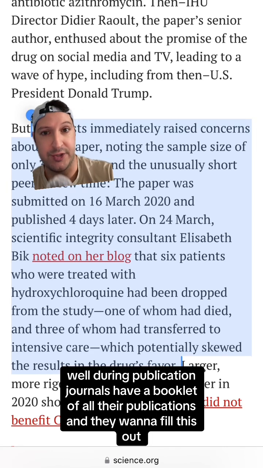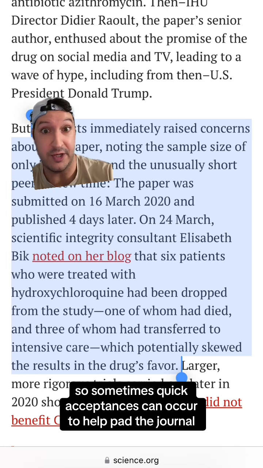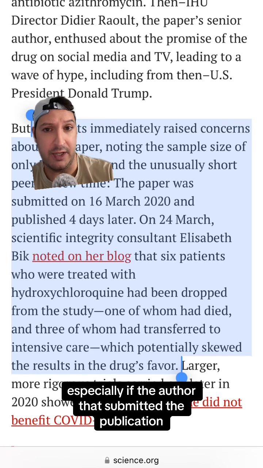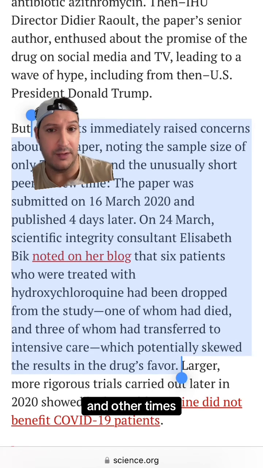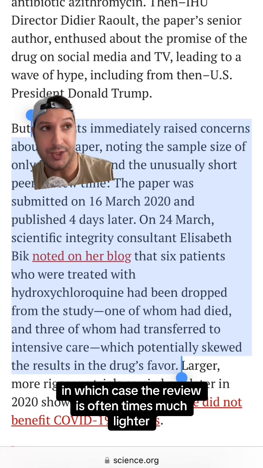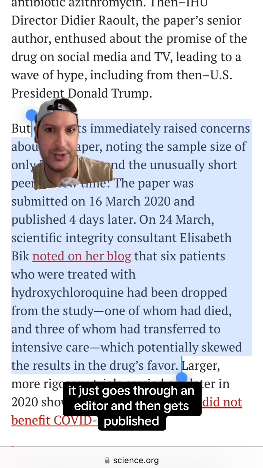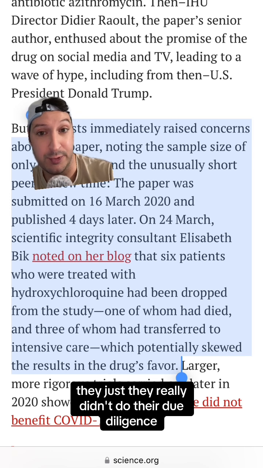Well, during publications, journals have a booklet of all their publications and they want to fill this out. So sometimes quick acceptances can occur to help pad the journal, especially if the author that submitted the publication has a long and extensive history of submitting to that journal successfully. And other times the authors are actually invited by the journal to write a publication, in which case the review is oftentimes much lighter, it just goes through an editor and then gets published. But either way, with only a 4-day review process to publication, they really didn't do their due diligence.